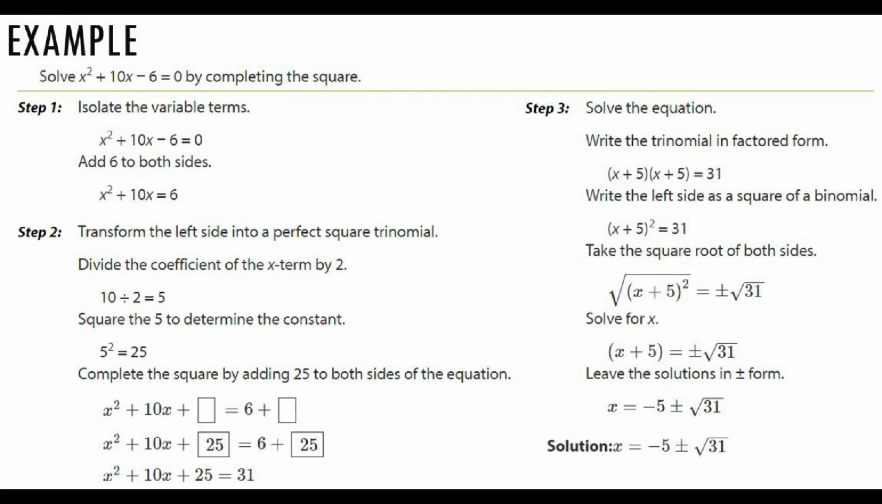In order to get x by itself, I need to get rid of that plus 5, so I'm going to subtract 5 from both sides. So my final answer is negative 5 plus or minus the square root of 31. Again, this method's really complicated. I would just avoid it and use the quadratic formula instead. So if you want to write that down, go ahead and pause the video, and then we will go over the quadratic formula next.